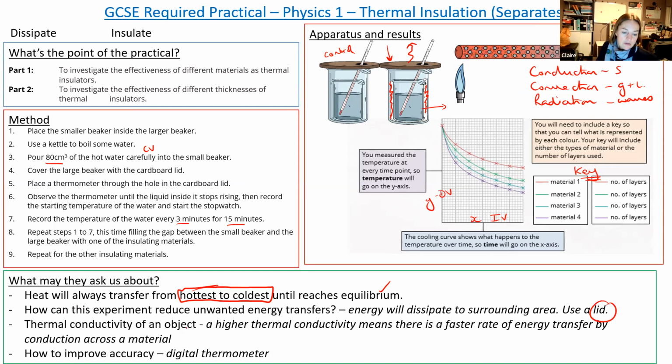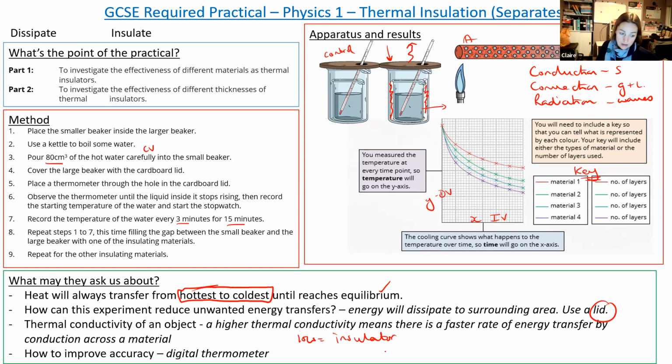Thermal conductivity of an object. Right. Oh yeah, a higher thermal conductivity means a faster rate of energy transfer. Make sure you understand that. There are questions about thermal conductivity, so how heat can conduct. Higher means it can travel faster through it. So if it's going from A to B, it'll be really quick if it's got high thermal conductivity. If it's got low thermal conductivity, it's more like an insulator.